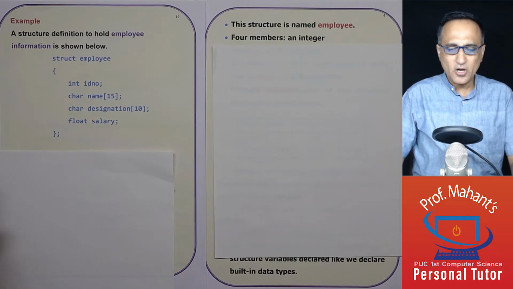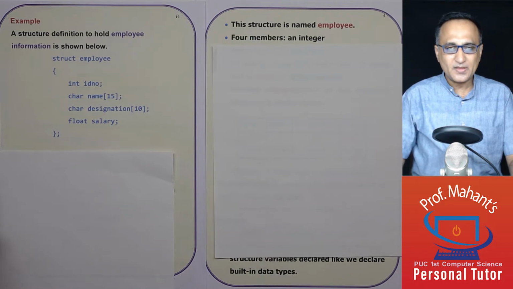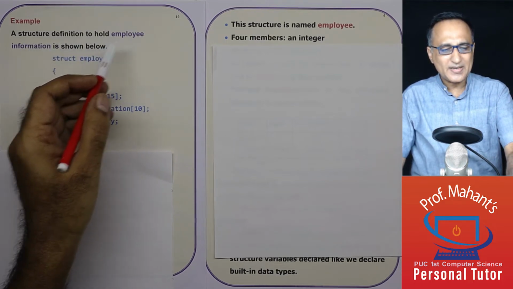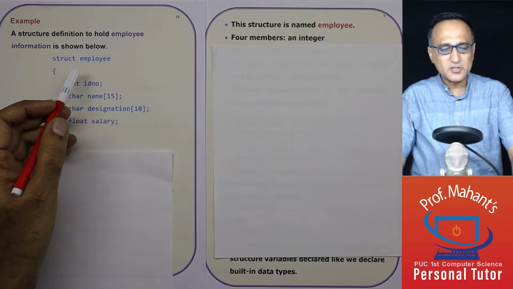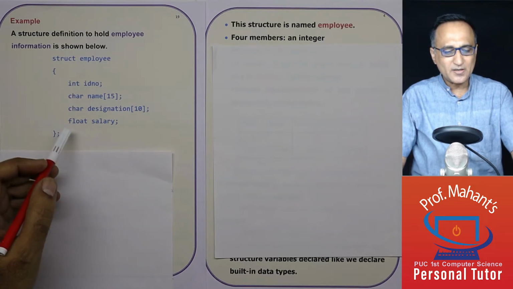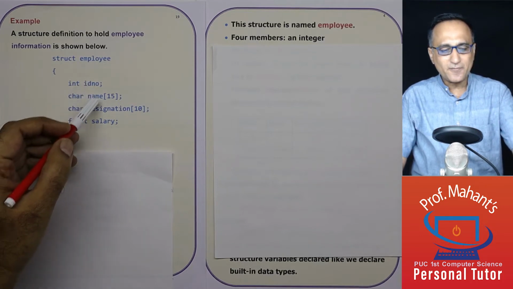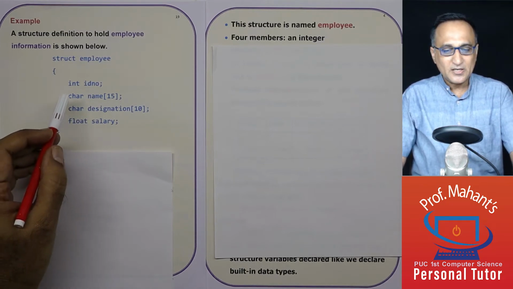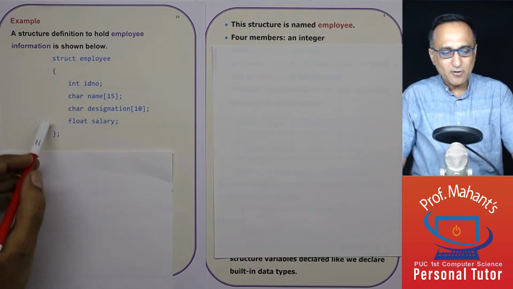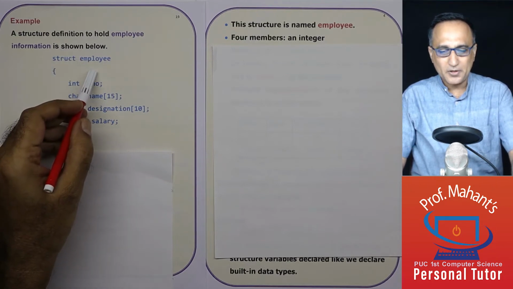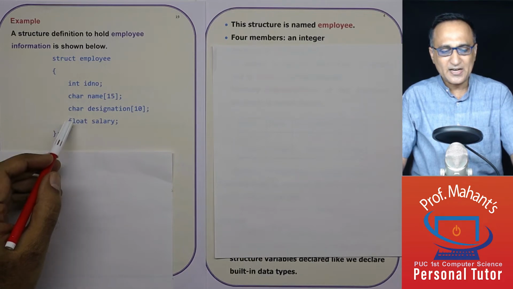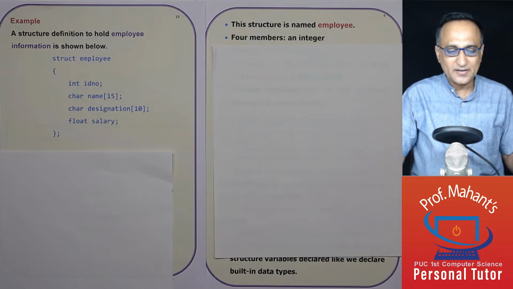Let's continue our discussion on how we define a structure and the various concepts associated with it. I am defining a structure called employee to hold information about an employee, containing the following fields. These individual items are called fields or members of a structure. The name of this structure is employee. There are four members. The data types are integer, character, and float. These are the three different data types.